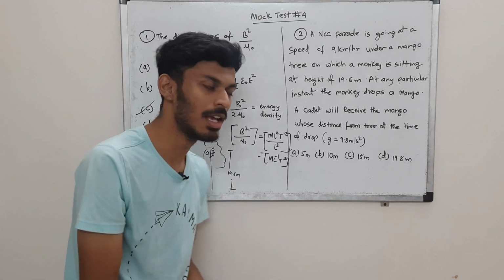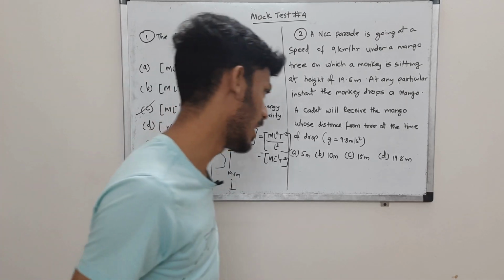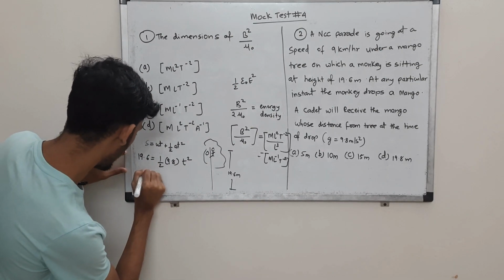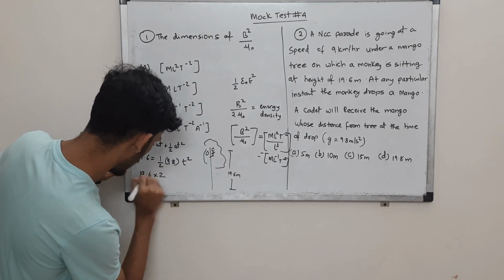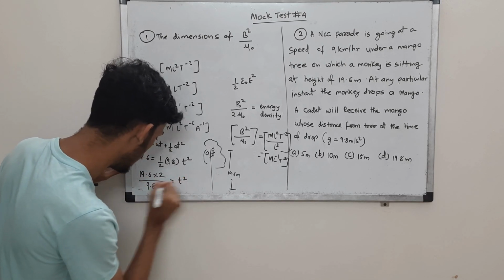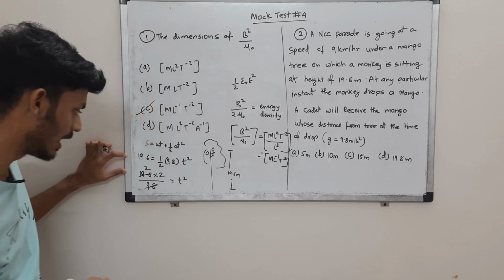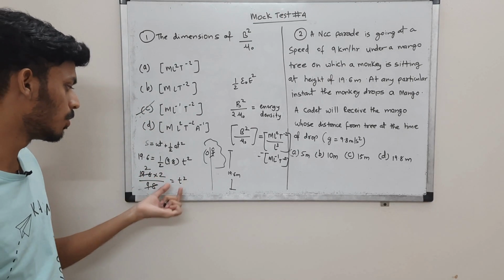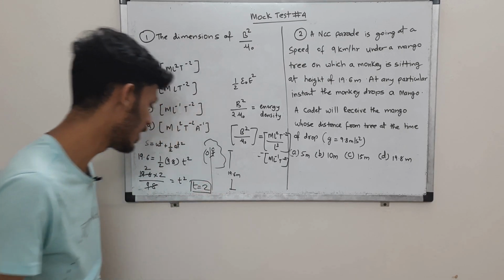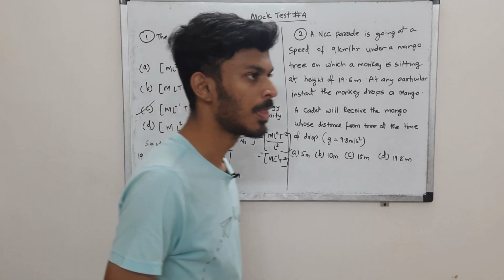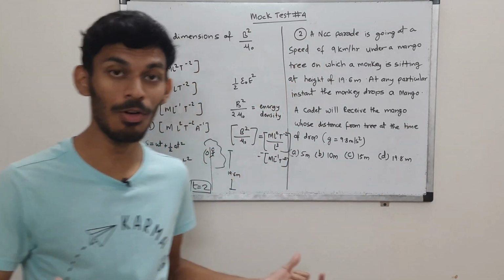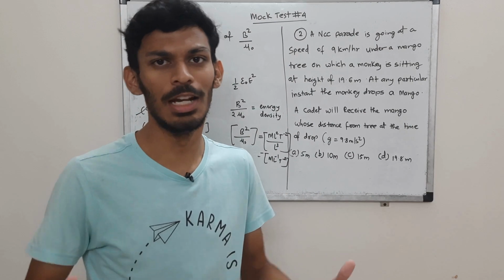We'll find the time in y direction and equate it to the time in x direction. Time in y is time in x, so time does not depend on the frame of reference. Here 2 will go over here, 9.8 will come over here, this will be t square. 9.8 times 2 is 19.6, so 2 into 2 is t square, which means t is basically 2. Let's only take the positive value, so t is 2. So the mango will reach the ground in 2 seconds. So the mango will reach the cadet, in other words, in 2 seconds.